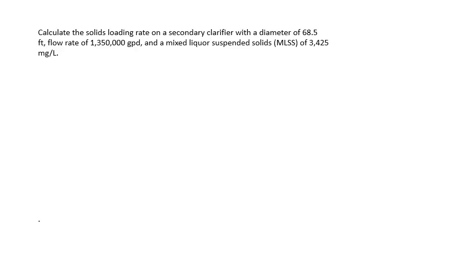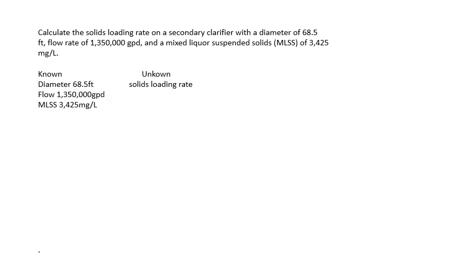Calculate the solids loading rate on a secondary clarifier with a diameter of 68.5 feet, a flow rate of 1,350,000 gallons per day, and a mixed liquor suspended solids of 3,425 milligrams per liter. I like to pull my knowns and my unknowns out. So what I know is the diameter of the circle is 68.5 feet. The flow is 1,350,000 gallons per day. The MLSS is 3,425 milligrams per liter, and we are looking for the solids loading rate.